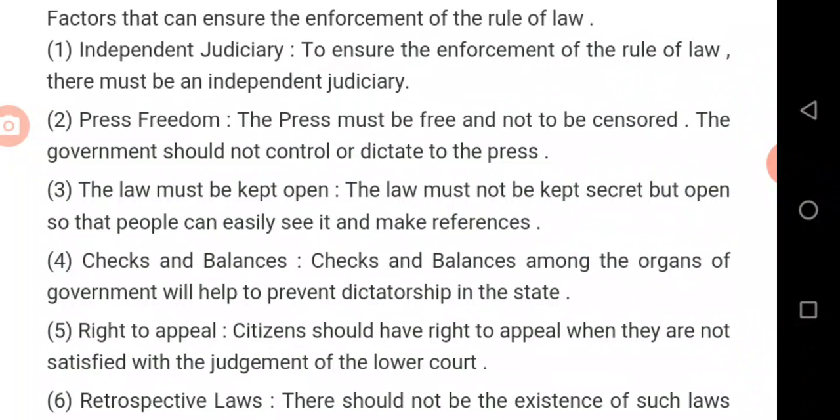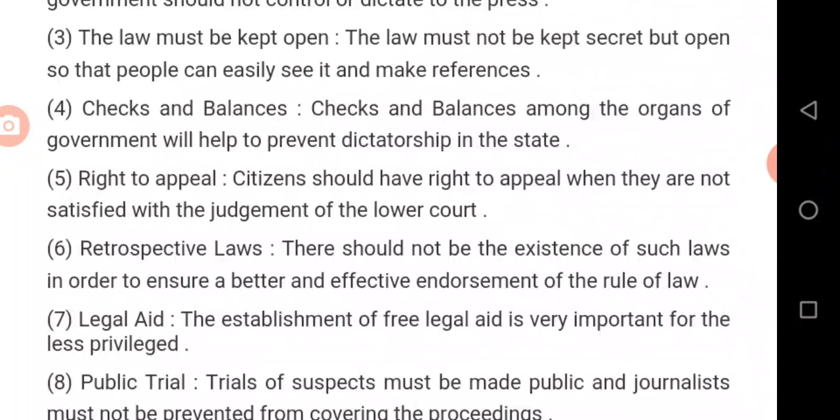4. Checks and balances. Checks and balances among the organs of government will help to prevent dictatorship in the state. 5. Right to appeal. Citizens should have right to appeal when they are not satisfied with the judgment of the law courts. 6. Retrospective laws. There should not be the existence of such laws in order to ensure a better and effective enforcement of the rule of law. What do we mean by retrospective law? Retrospective law means to backdate the law. So that is what is meant by retrospective laws.